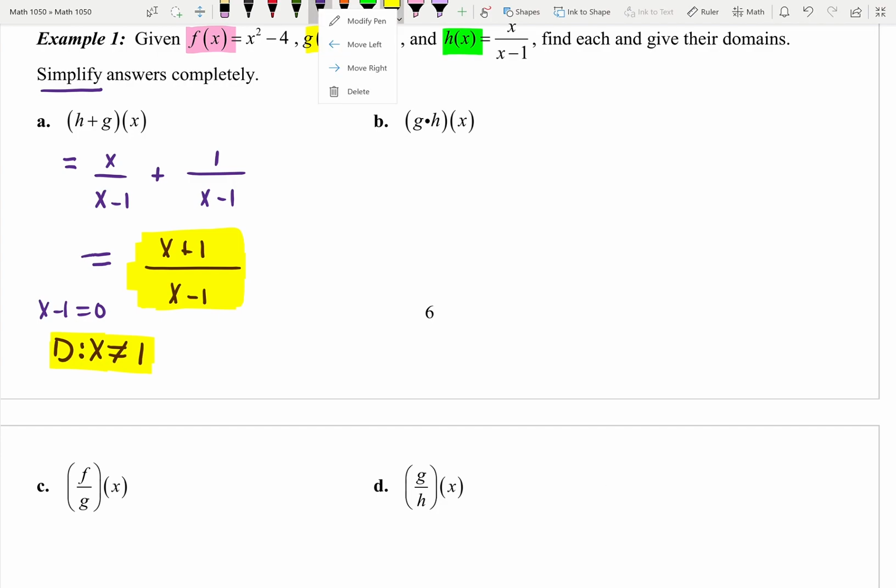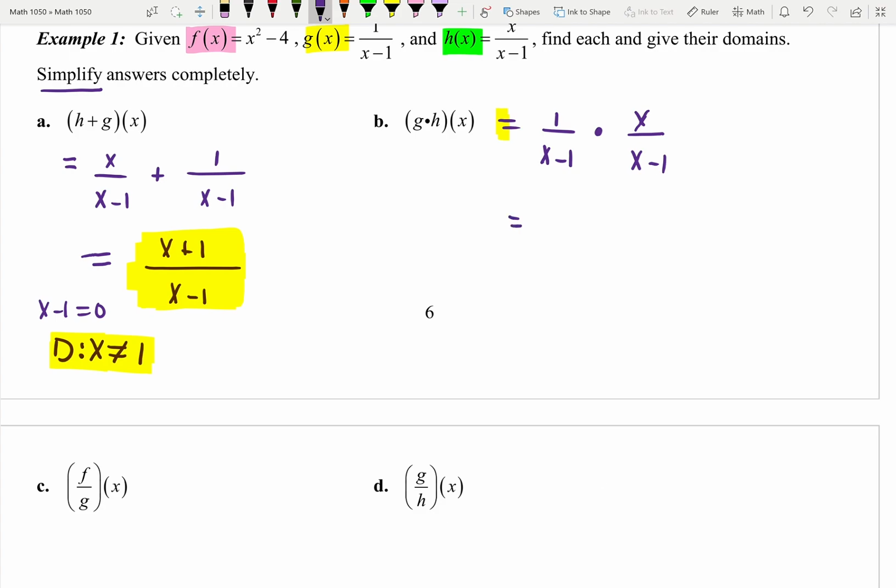Okay, question B. Take g of x and multiply it by h of x. Okay? So put an equals right here. Write down your g of x, which is 1 over x minus 1. Multiply it by your h of x, which is x over x minus 1. Again, they're asking you to simplify.